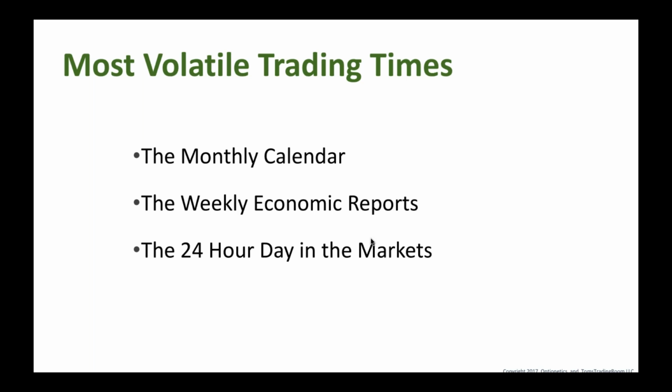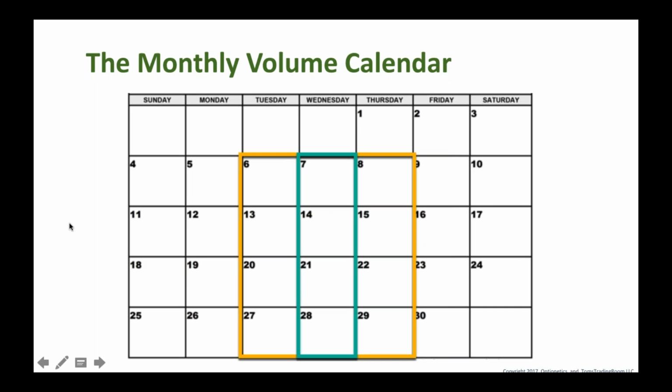Knowledge in the right area is power in trading. So we can look at the most volatile trading times too. These are areas where you may want to be in or not be in the markets. You could look at things like a monthly calendar, economic reports, or the 24-hour day in the markets. I want to look at the monthly calendar because, as far as options trading, to me that's the most important area. People always say, Tom, if you were to pick the best day to get into the market, what's the best day? What's the most liquid day? The most liquid day on any given week is a Wednesday.